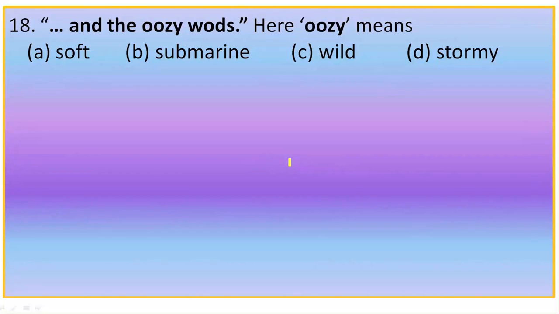Next, question number 18. And the oozy woods. Here, the word oozy means under the sea or water. So, the right option is B, submarine.